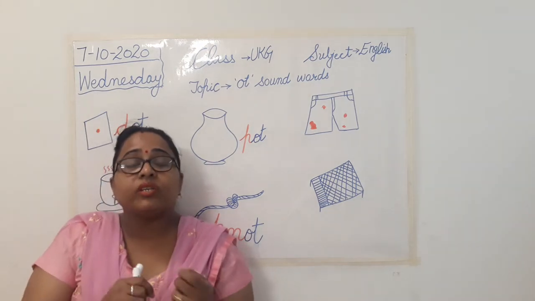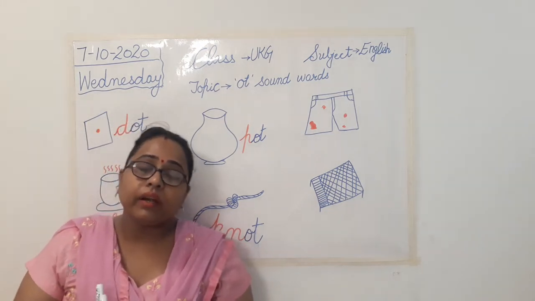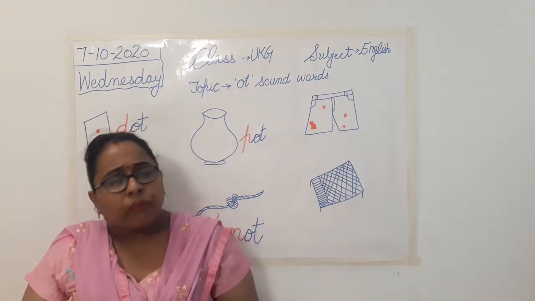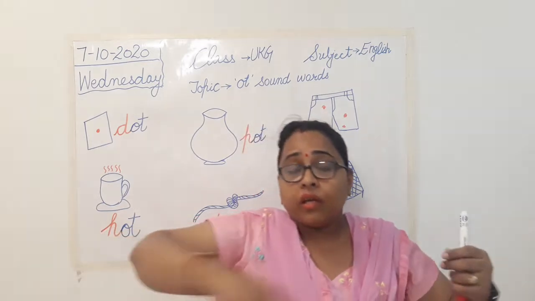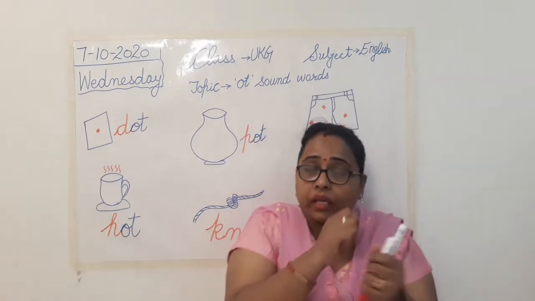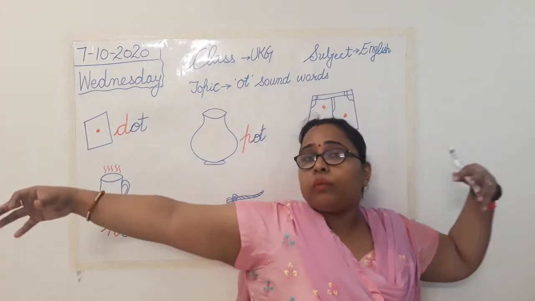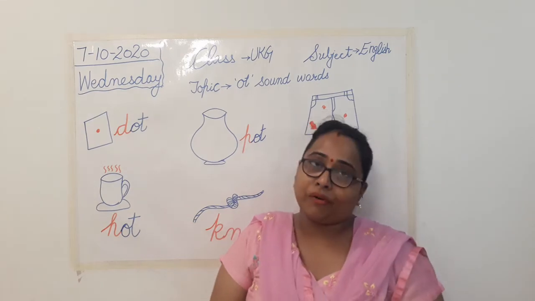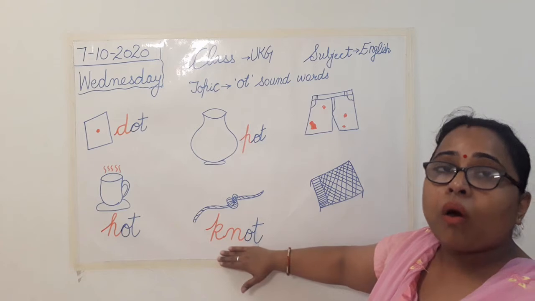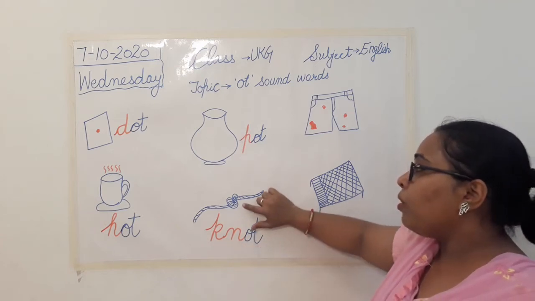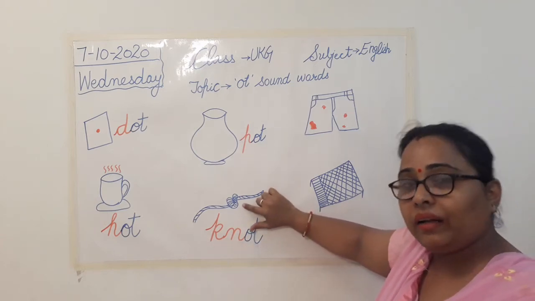Knot is kisi cheez mein gaant lagana. Clear? It can be a rope. Sometimes we play. And if you want to make a big rope out of hankies, toh aap ek hanky ke saath dusre hanky mein knot lagate and with the help of that we can make a big rope out of it. Clear? Okay. So this is knot. No or not. And knot means gaant lagana.